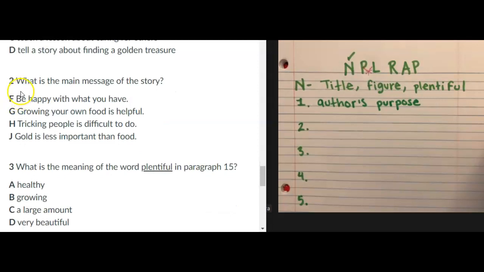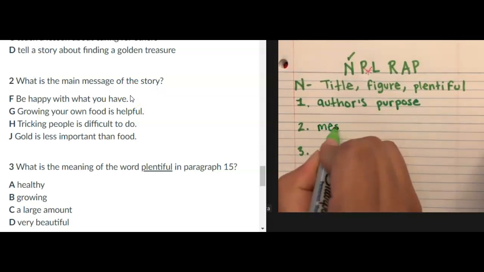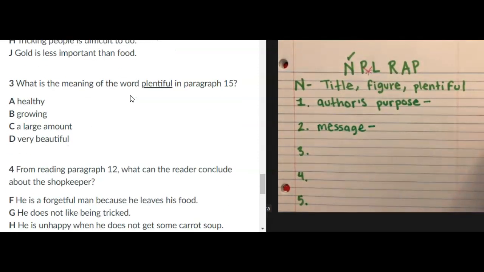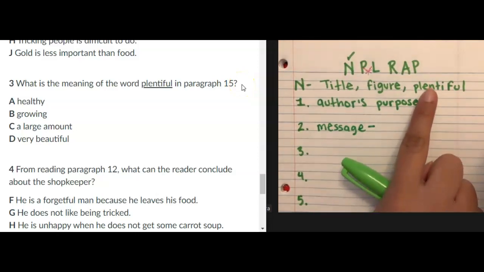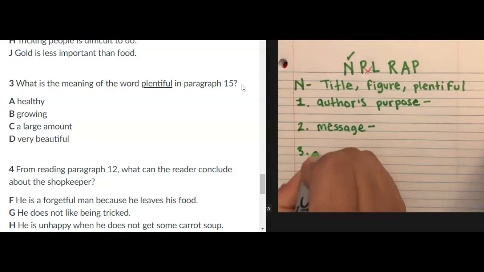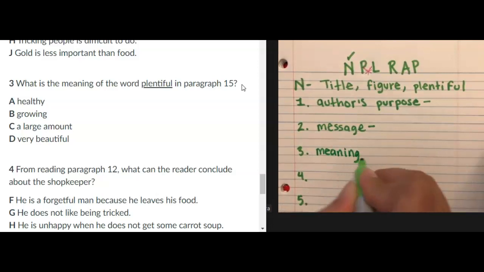In question number 2, they are asking, what is the main message of the story? Okay, so for question number 2, they want to ask me about the message. So that is my clue in the question. So they want to know the message for the story. Question number 3 asks, what is the meaning of the word plentiful in paragraph 15? So remember, that is something that we noticed at the beginning of our story. Now we know that it is important because it's in one of the questions. So for question number 3, they want to know the meaning. Here are my clues. Meaning of the word plentiful.